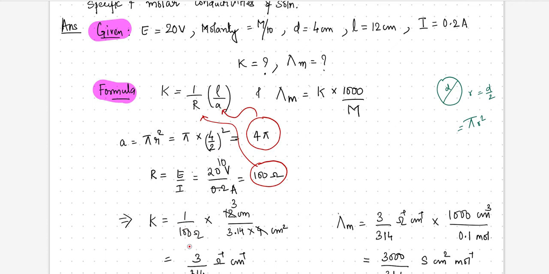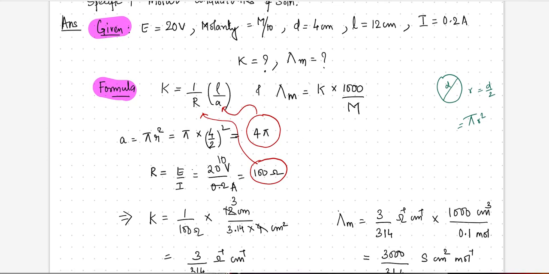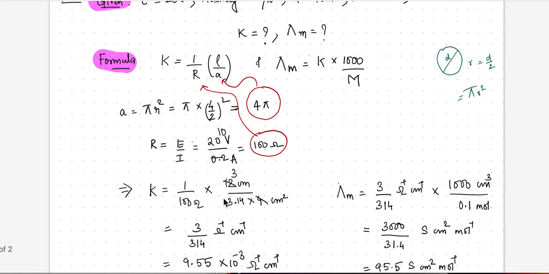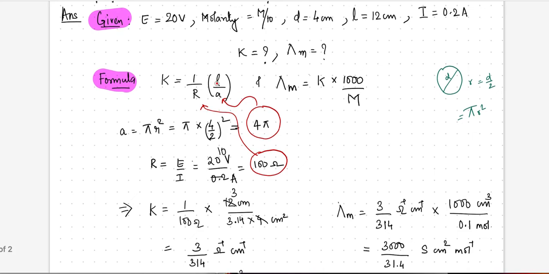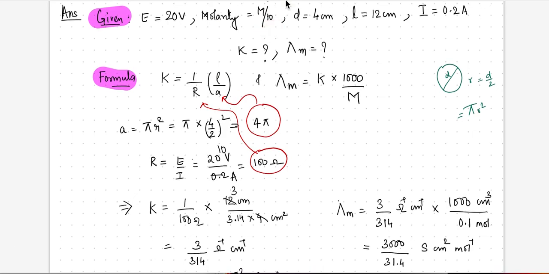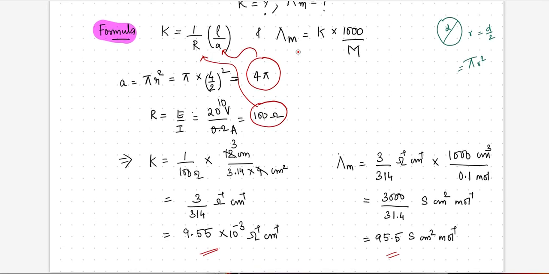So substituting all the values, hope you can see this. When you substitute all these values, you get 3 upon 314 per ohm per centimeter. Ultimately you get the value here. Now once you get the value of K, it is very easy to find out lambda M, because you are already given the value of molarity in the question. So molarity is already given as 1 upon 10. Okay, so it is pretty straightforward.